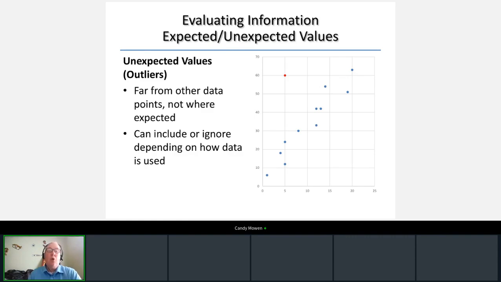Unexpected values, or what we call outliers. They're far from other data points, not where expected. You can include or ignore them depending on how the data is used, if it's going to tell you something that you really need to know. Here, you can see pretty much everything is going together. These are a little bit out there, but they still follow the same line. Out here is something way out of line, and this is our outlier, okay? Right here.